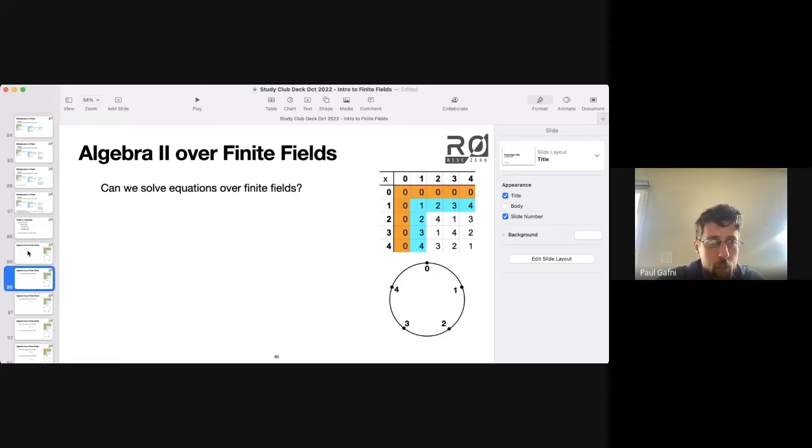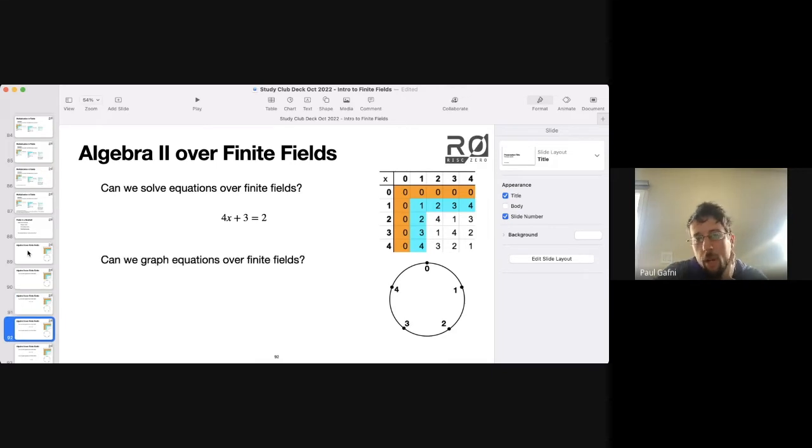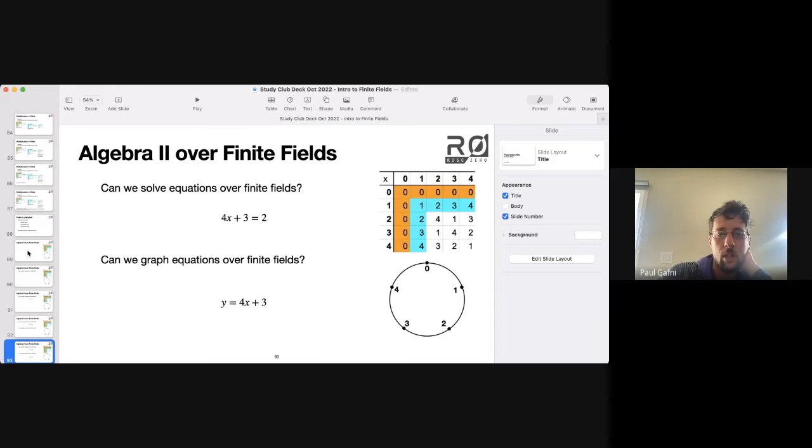So what do we try to do in Algebra 2? We typically try to solve equations. This might be more of an Algebra 1 equation, but here's something that we might wonder: is there an x that satisfies this equation? And we try to graph equations. These are, I think, the two things that students in Algebra 2 spend most of their time on: solving equations and graphing equations. And we might wonder, does it make sense to do Algebra 2 over finite fields? Can we solve that equation, and can we graph this equation?